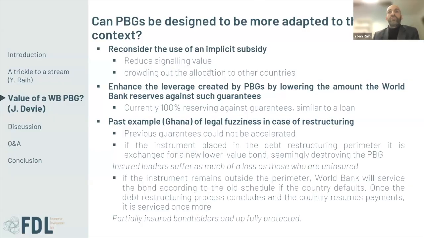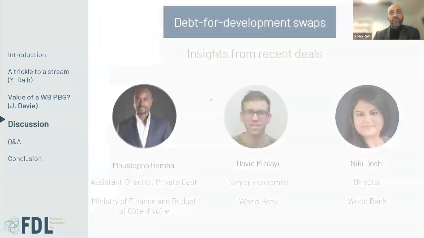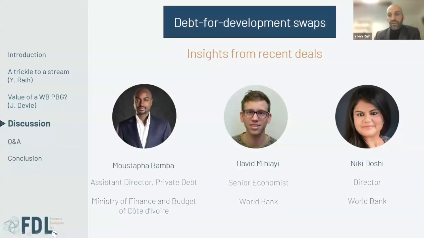We're going to move now to the session where we're open to our very distinguished panelists. So today we have three people from different backgrounds in terms of practitioners that mentioned how multi-stakeholder debt for development swaps are. And we have around the room Mr. Moustapha Bamba, Assistant Director Private Debt of the Direction Générale du Financement of the Ministry of Finance of Côte d'Ivoire. So he has participated from the inside to the debt for development swap deals that Jules just mentioned. We are very looking forward to having his hands-on experience feedback.